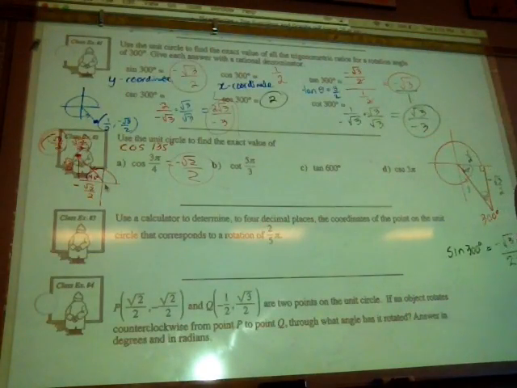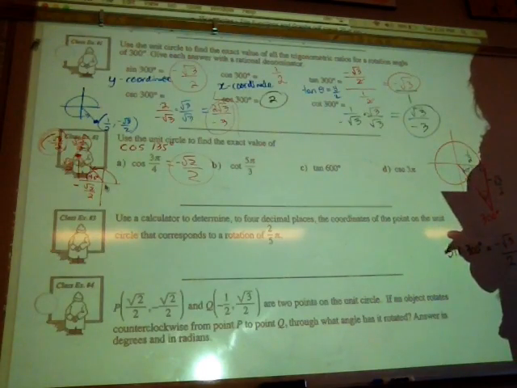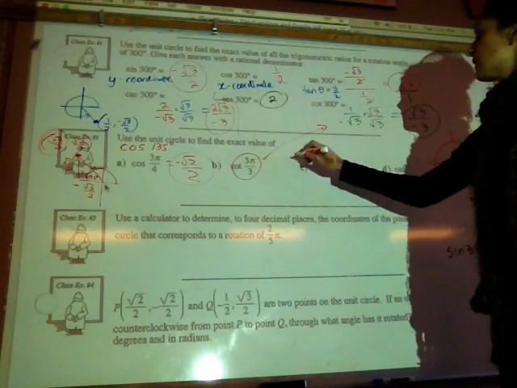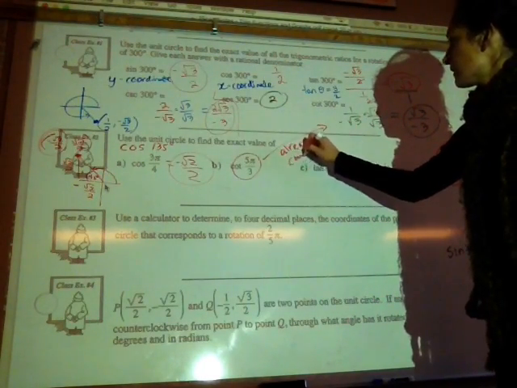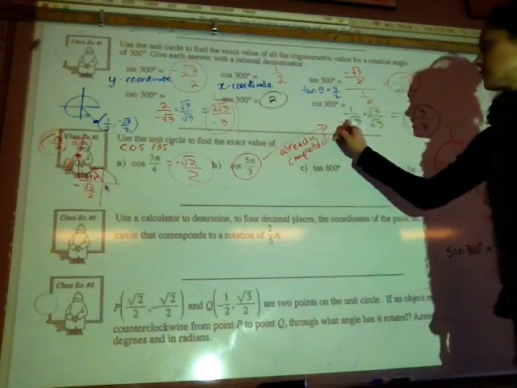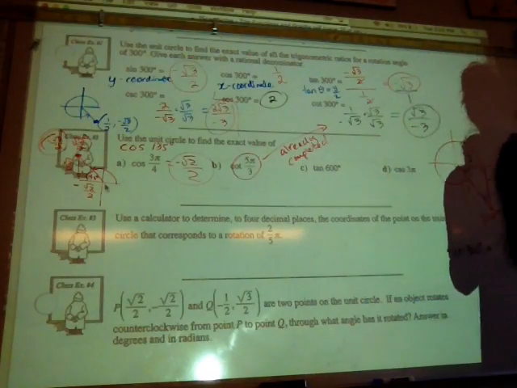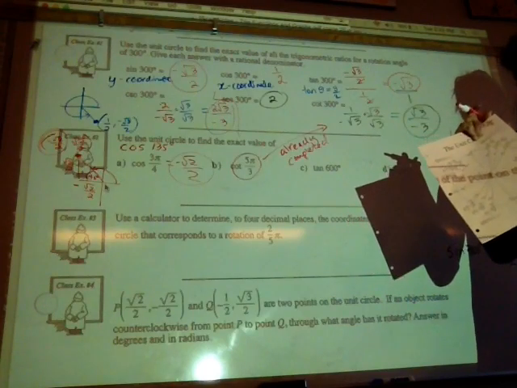Okay, 5 pi over 3. What angle are we looking at? 300. Have we already done that? Yep. Already completed. So do we need to do that again? Don't think so. Okay, tan 600. Unit circle only goes to 360. What are we going to do?